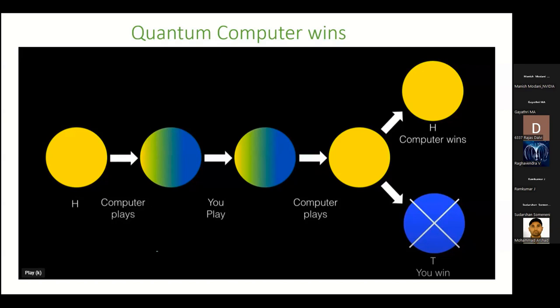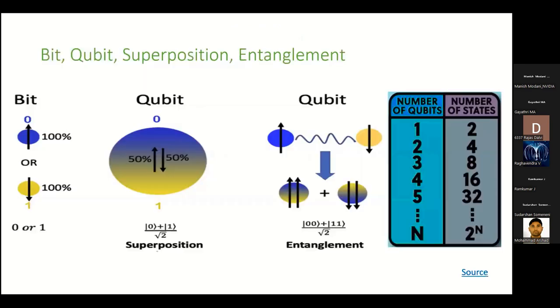So the key difference is that in classical, we keep the state either 0 or 1. But here, we get an in-between state. And finally, we derive the state which we are looking for. That's how the quantum computer works, or how qubits are helping. Right? Some key words, key terminology.